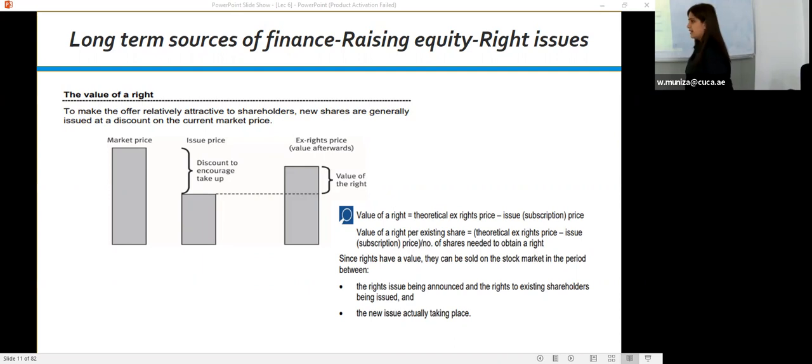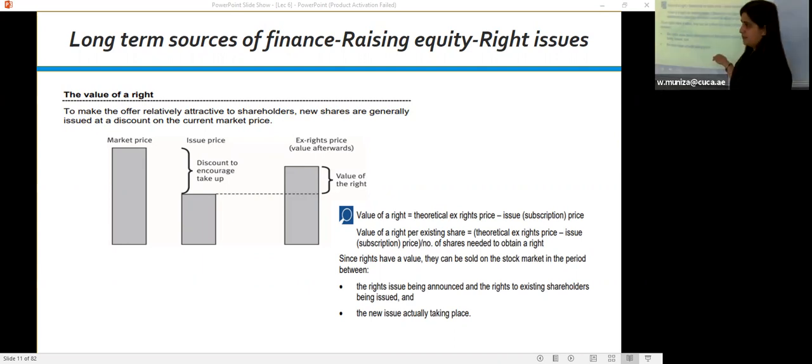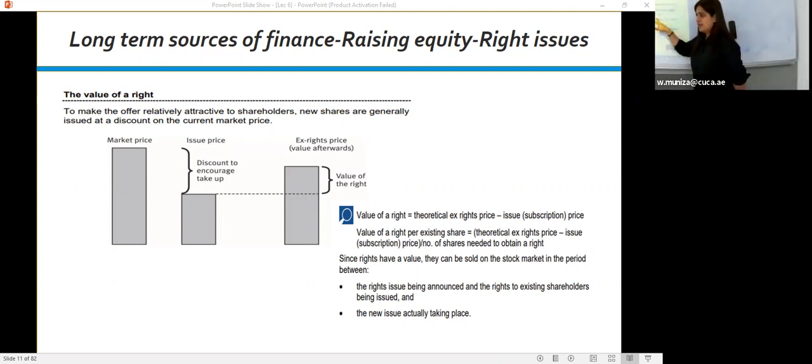And value of right per existing share, you have to divide value of right by the number of shares needed to obtain a right. Please consider this is not the total number of shares. This is the number of shares needed to obtain a right. How many of the existing shares are you requiring in order to get the right shares? You have to divide value of right by this.